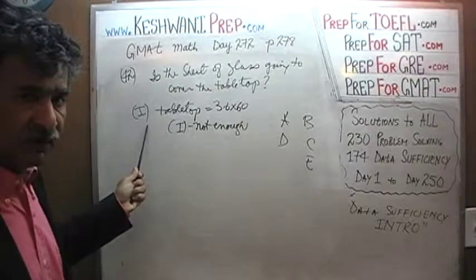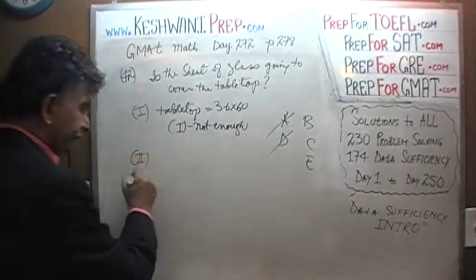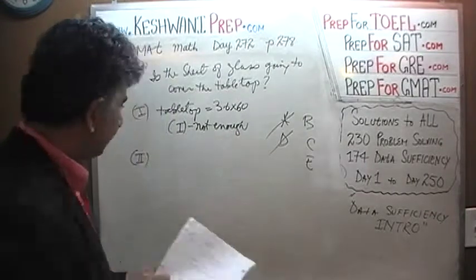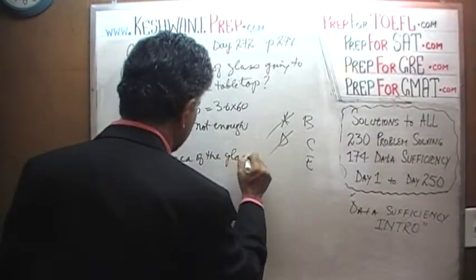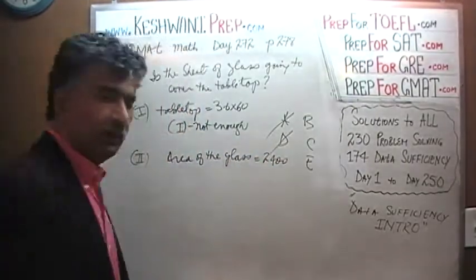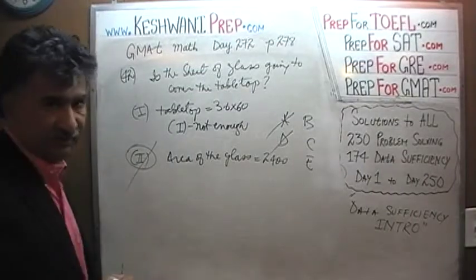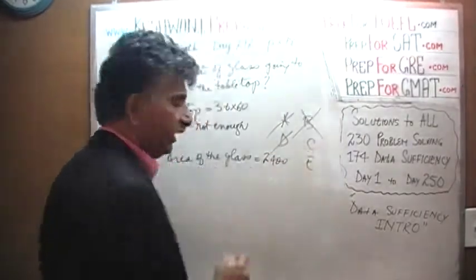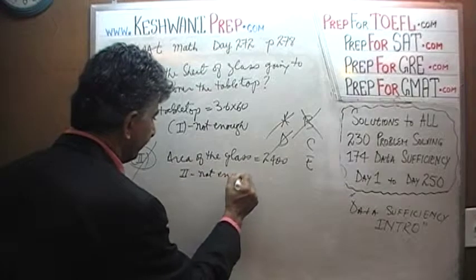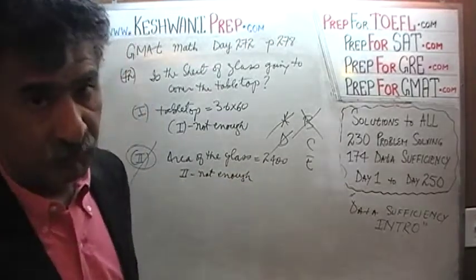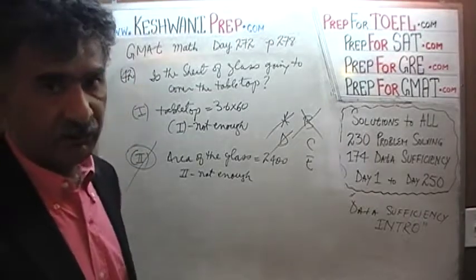We just established that the first statement is not enough. That tells us that the answer cannot be A or D. Let's look at the second statement. The second statement tells us that the area of the glass is 2400. Again, just knowing something about the area of the glass by itself is not enough. Which tells us that the answer also cannot be B. 2 by itself is not enough. Now when we say not enough, it's understood that what we mean is that 2 by itself is not enough. The third step in the process is to put the two together.